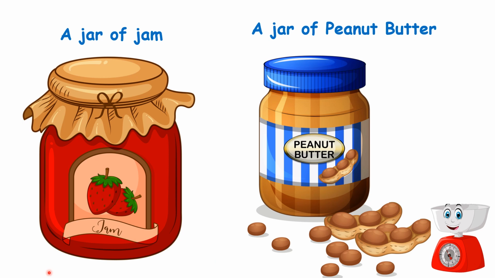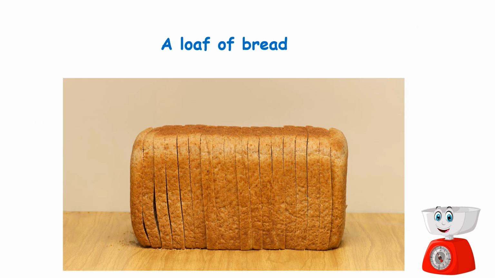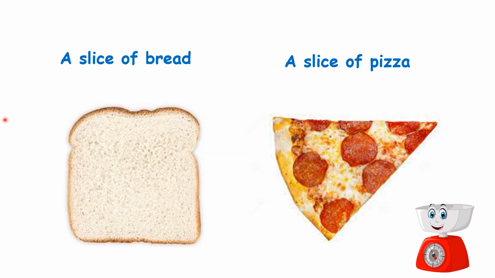A jar of jam. A jar of peanut butter. A loaf of bread, it's sliced. A slice of bread. A slice of pizza.